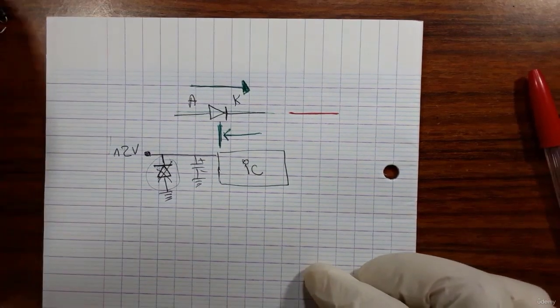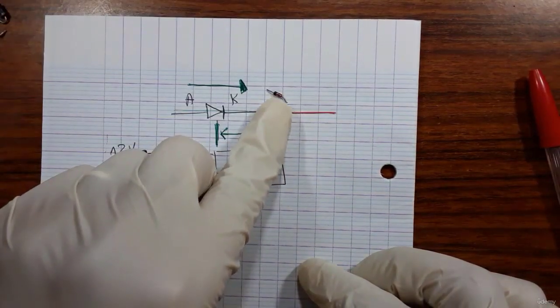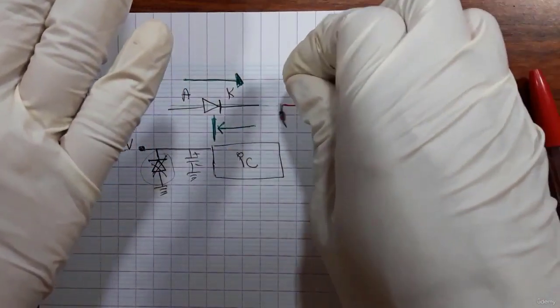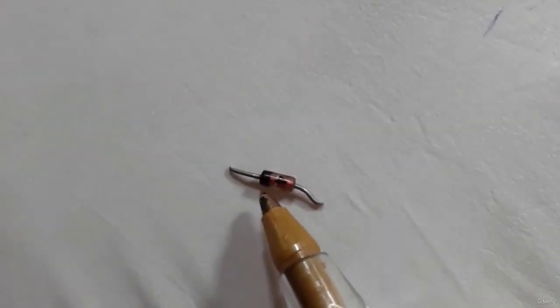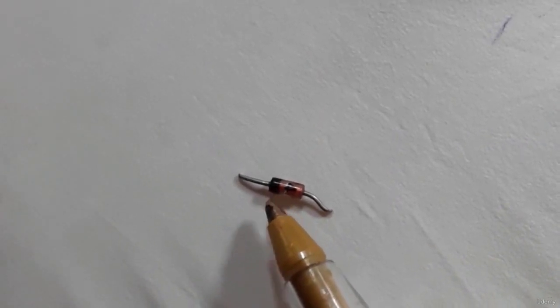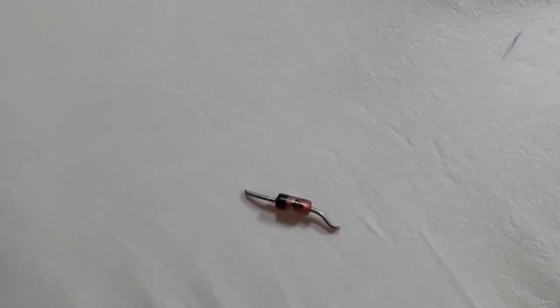There is another type of diode with the same working principle. This is the Zener diode, as you see here. The black part is the cathode and here we have the anode. It has the same principle as a normal diode.